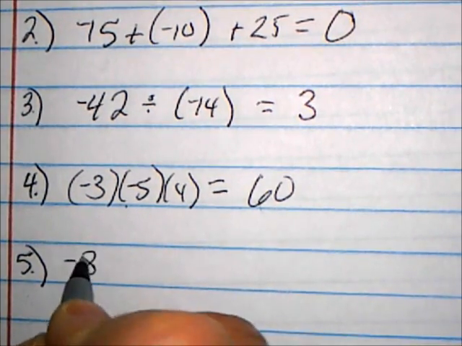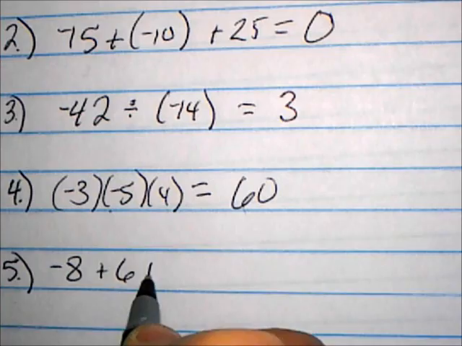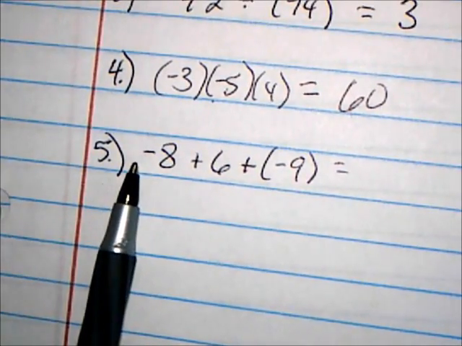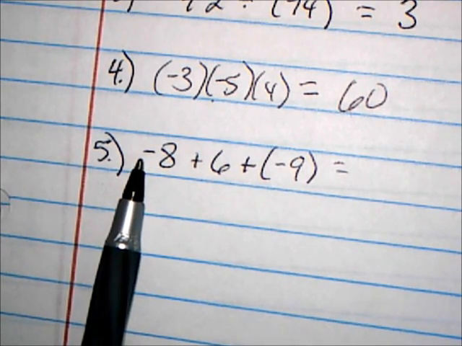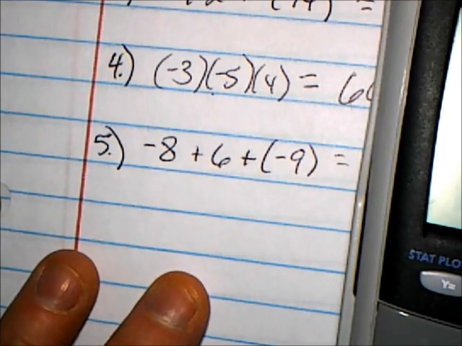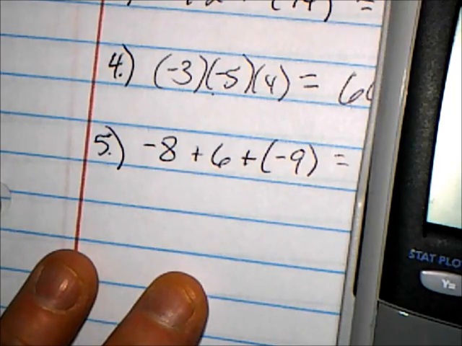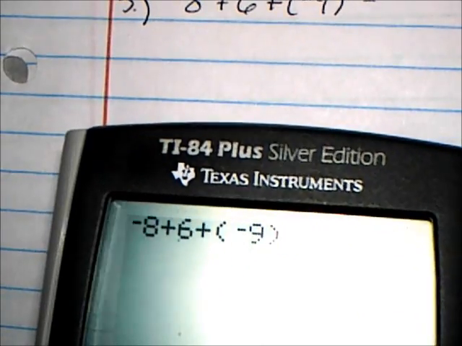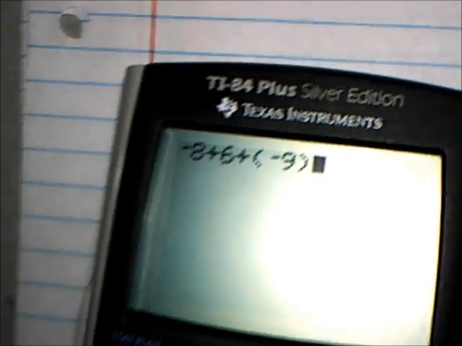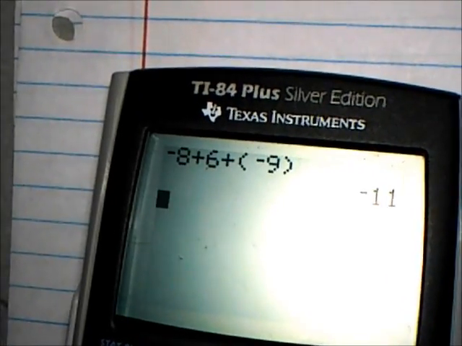Okay, negative 8 plus 6 plus, and then parentheses, negative 9. Realize this thing in the front is a negative, not a subtract. It's in the middle on the page, but it is still a negative because it's in the front. Okay, I'm going to clear that. Put in negative 8 plus 6 plus parentheses negative 9. And what do we get? Negative 11.